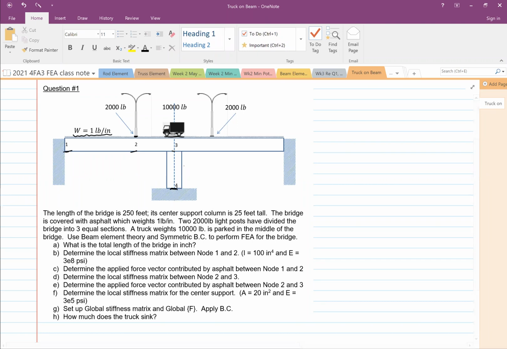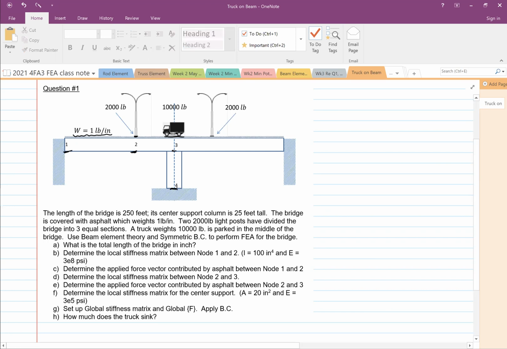The center of gravity of the truck is over the center of the beam. Over the center of the beam, and also what else? I love shortcuts. Yeah, the bridge is symmetric above that line. It's a symmetric boundary condition.